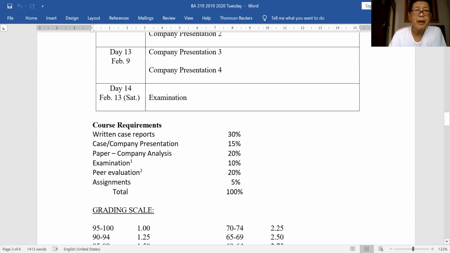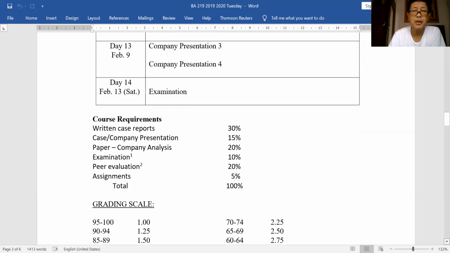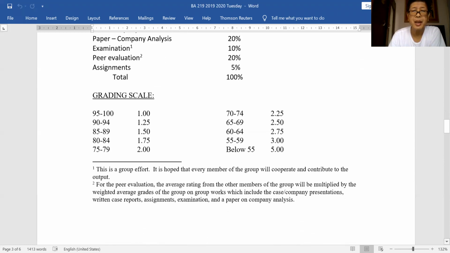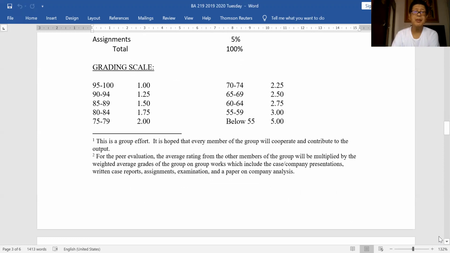All right. Now, if you notice, I put a footnote on the peer evaluation. So let's just go through that footnote. How does that work? For the peer evaluation, the average rating from the other members of the group will be multiplied by the weighted average grades of the group on group works, which include the case or company presentations, written case reports, assignments, examination, and a paper on company analysis.